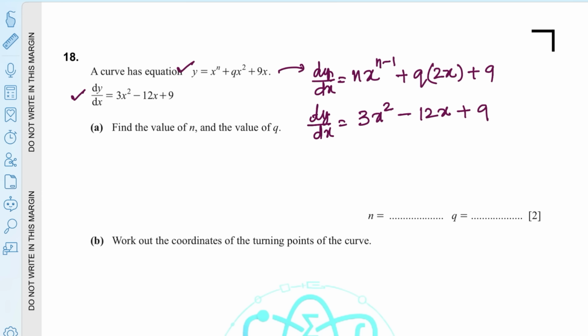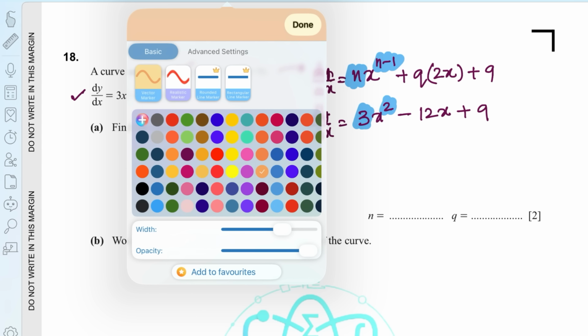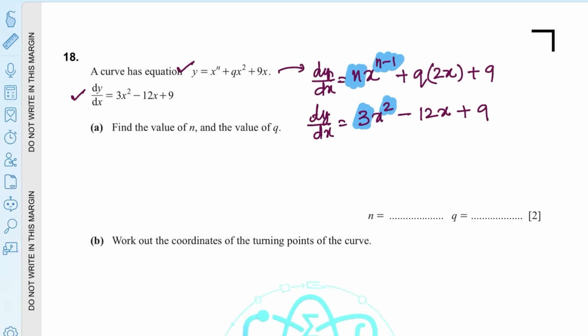Can you see this? Now if you check this properly, here n equals 3, okay, or we can say n minus 1 equals 2, so n equals 3 as well. Got it? Now we can say that here it is given x to the power n, so minus 12 equals 2q, right?